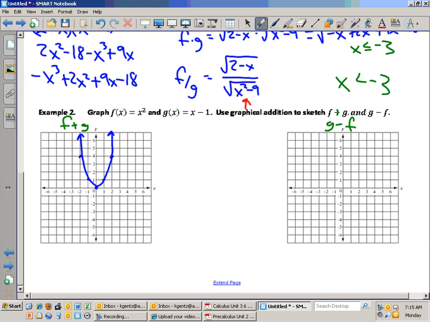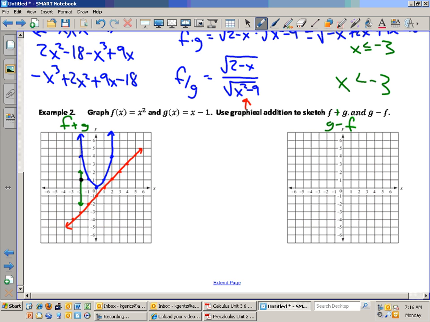And then x minus 1, let's see, at negative 2 it's going to be negative 3. Here's my graph of that line. And I want to add them. So what I do is I find points. I'm going to look here. I'm going to add their points. So positive 4 plus negative 3 is 1. Put a dot on 1.